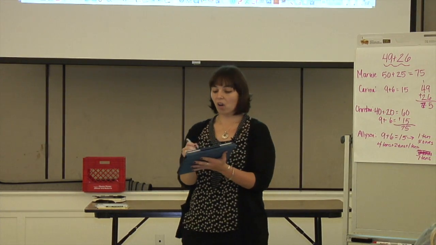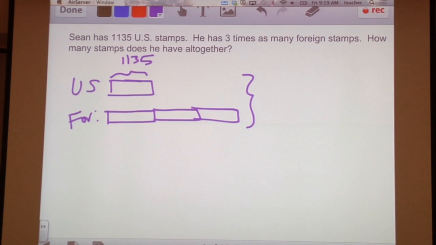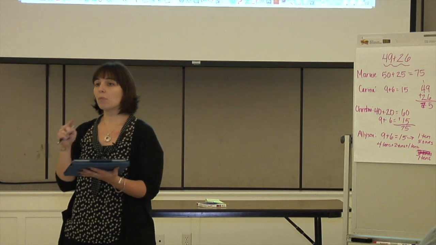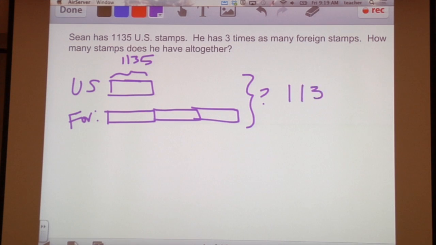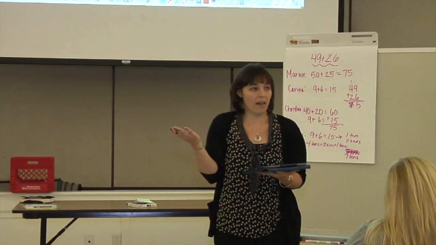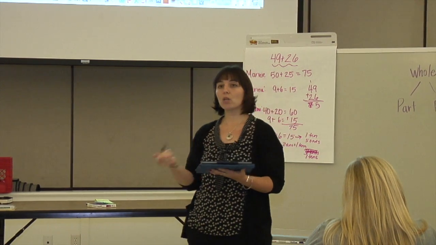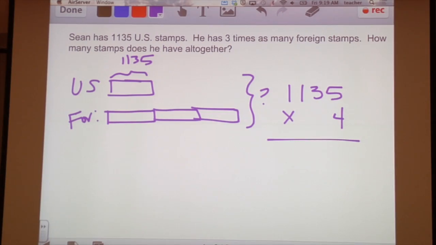If I want to find altogether, how many units do I have? 4. So then the equation becomes what? Yeah, 1,135 times 4. I don't actually have to solve the foreign stamps first, unless I'm asked that. But since all of these are the same unit, I can just say 1, 2, 3, 4 of the same units, and then do that multiplication.